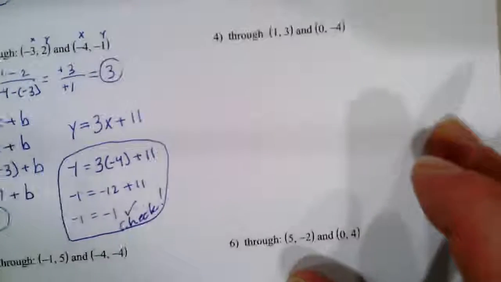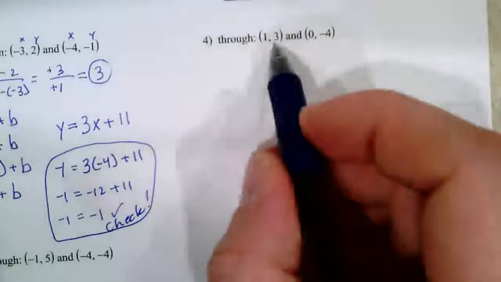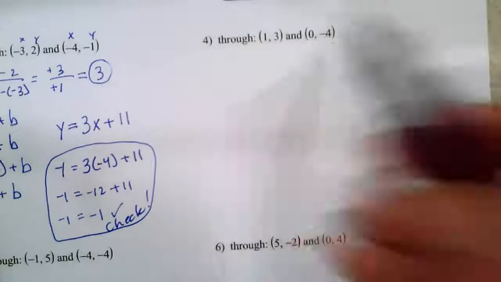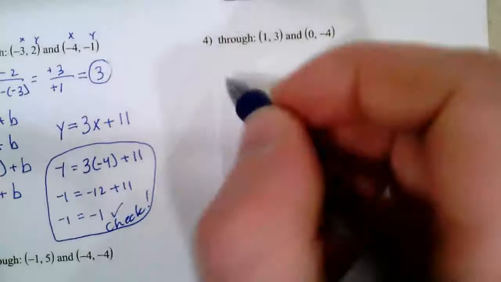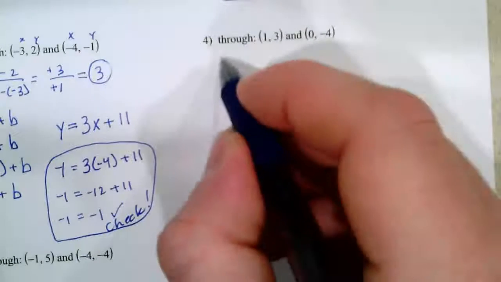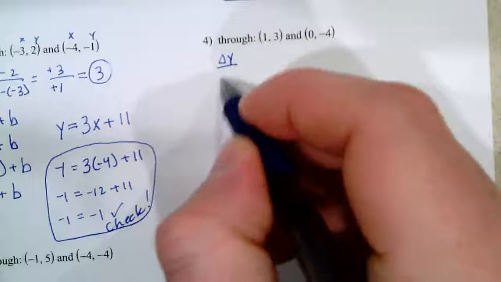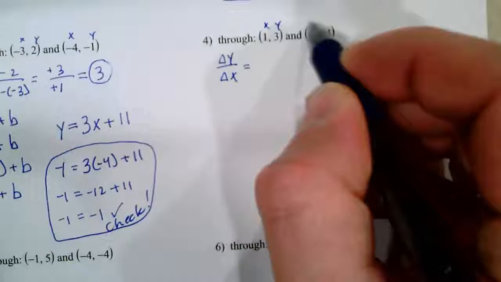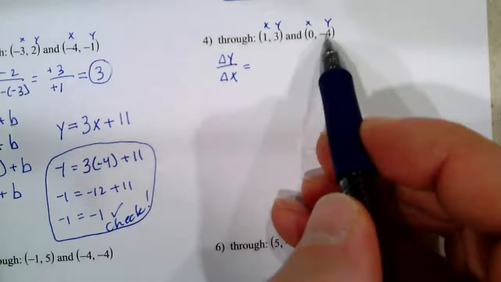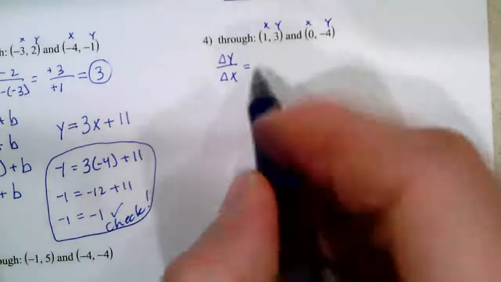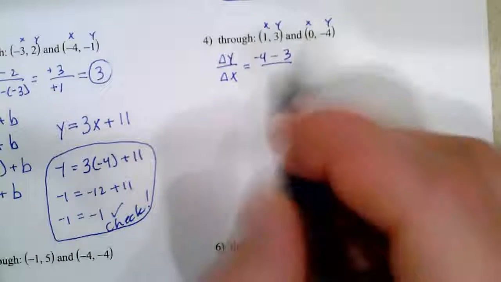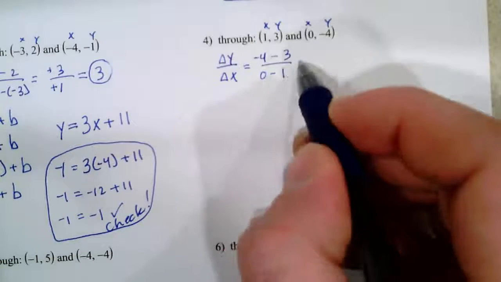Check. Okay. Last, we've got 1, 3, and 0, negative 4. And again, we're given the y-intercept. That's a freebie there, actually. Save yourself some time. All right. Change in y over change in x. We're finding our slope. We've got our ending y minus our beginning y. Negative 4 minus 3. Our ending x, 0 minus our beginning x.